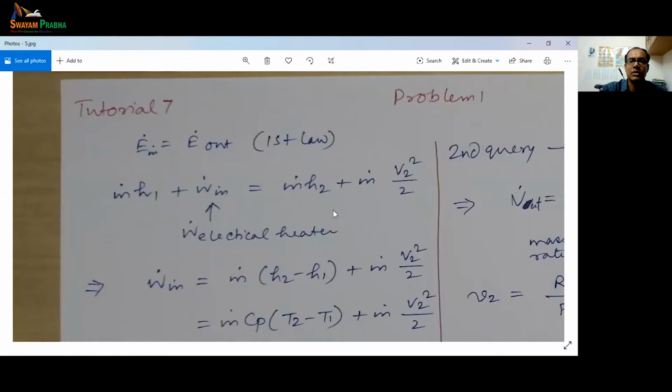And what is going out? Again, the hot air stream has a certain enthalpy, so that is m dot h2, plus the velocity is increased, so now you have V2 square by 2. That's the kinetic energy part of the stream. These two have to match each other.